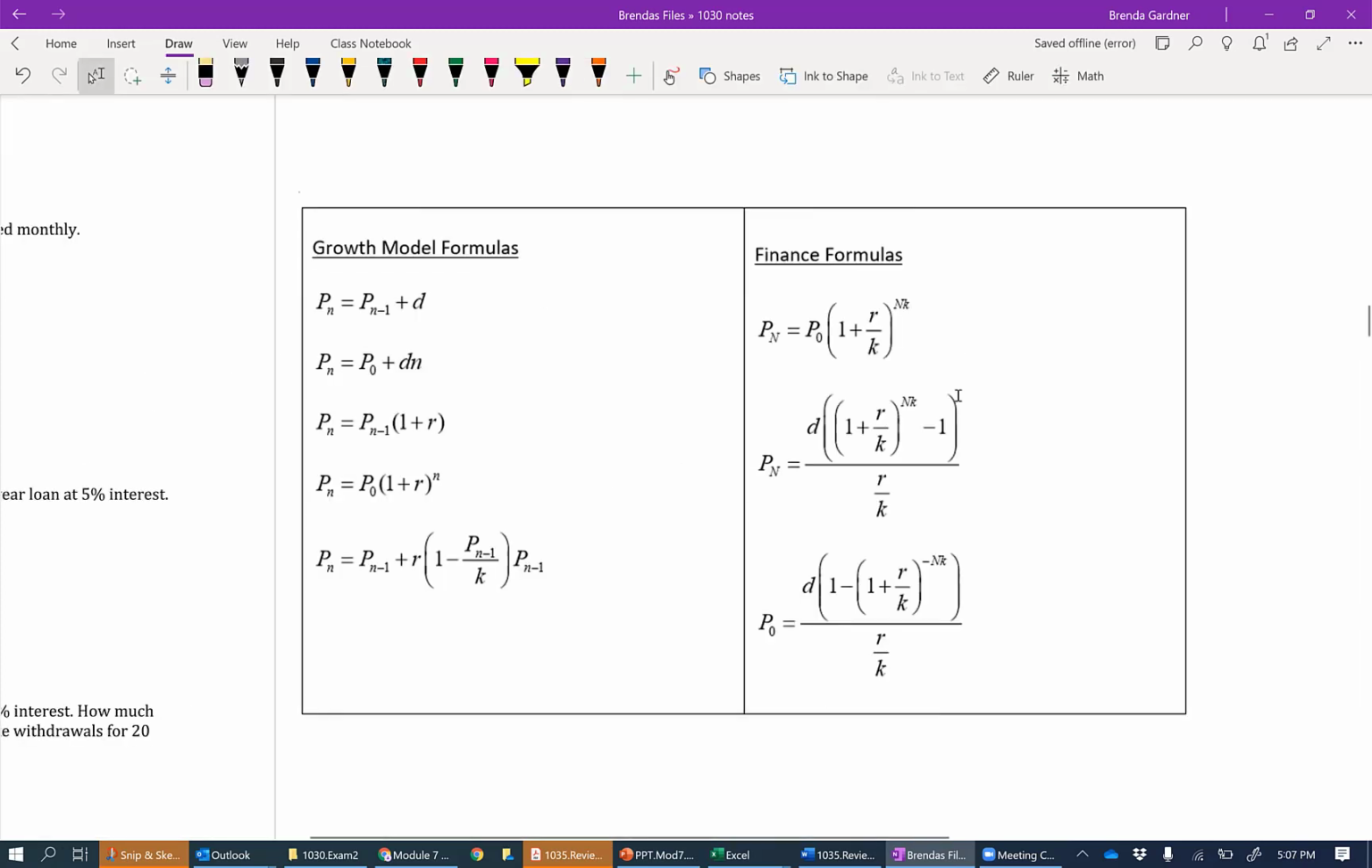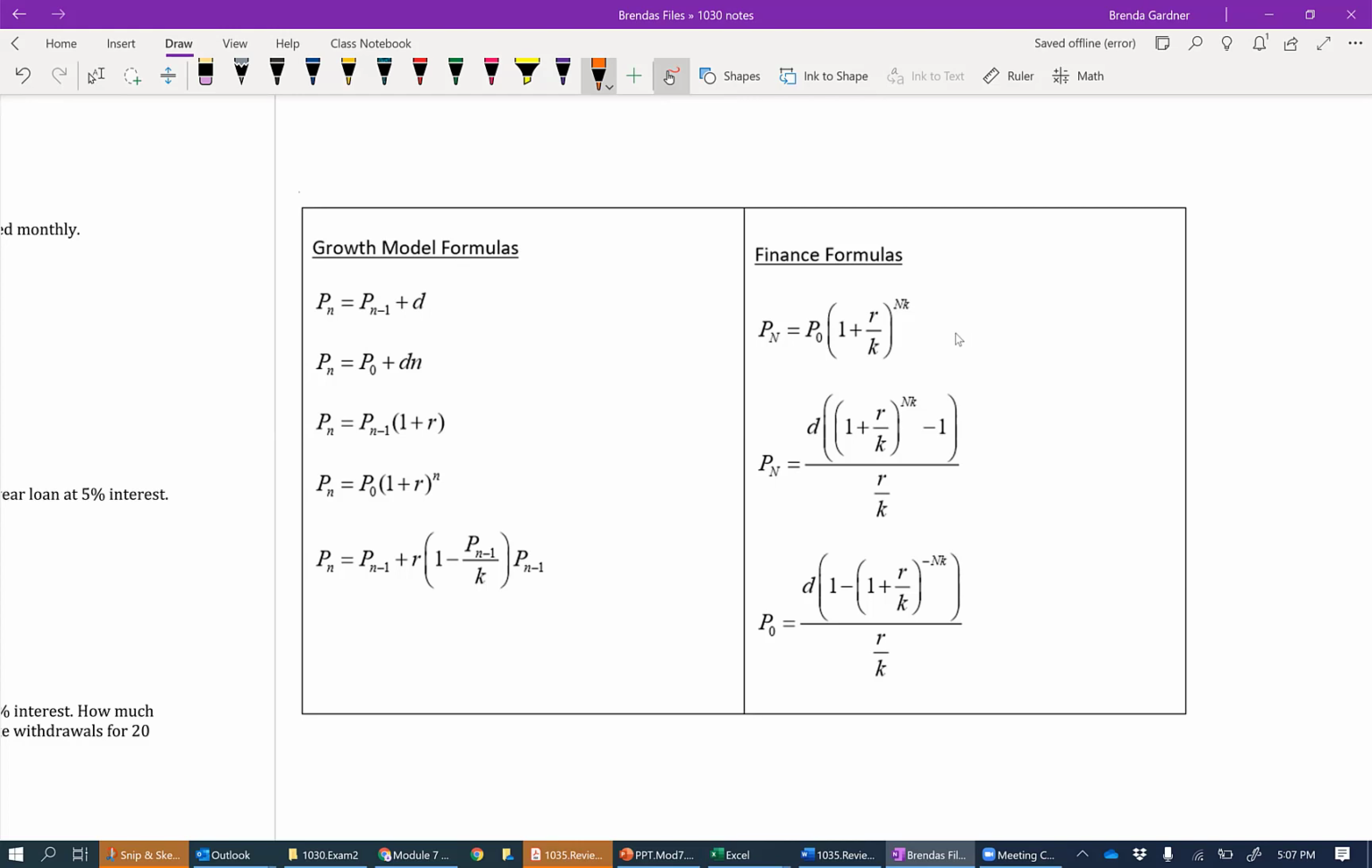So this is what your test is going to look like as far as the last page goes. You'll have a section of finance formulas and a section of growth models, but they're not labeled. So as soon as you get the test, I would probably label them.